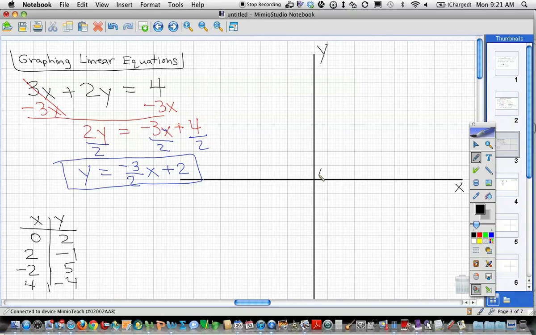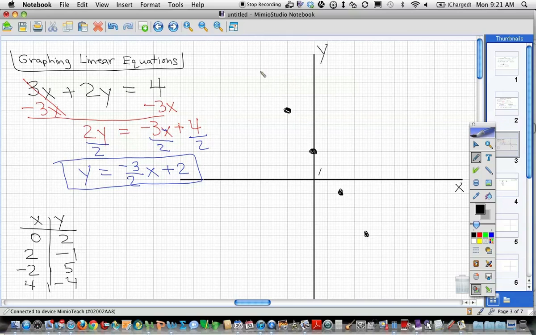Now you guys don't plot them yet on your graph. Okay, so 0, 2 would be right there. And 2, -1 would be right there. And -2, 5 would be right there. And 4, -4 would be right there. And look at that, they line up.